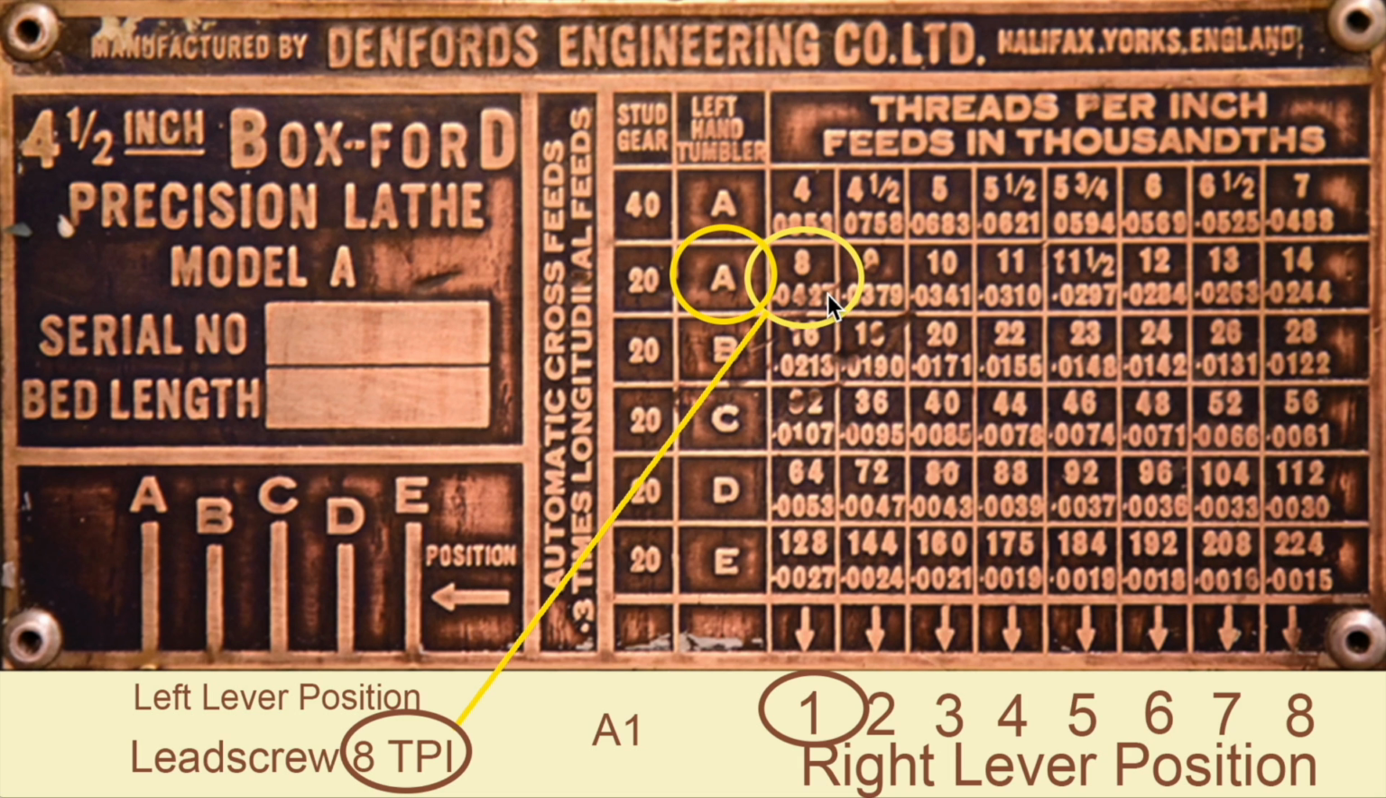So what's so magical about 8 threads per inch? Well, we've just been talking about the fact that the thread cutting is a copy of the lead screw, and that we know the lead screw has 8 threads per inch, and when we set the gearbox to 8, we know that we must have an overall gear ratio of 1, so that the work is turning at the same speed as the lead screw. So that's our reference point for everything else we do on this table.